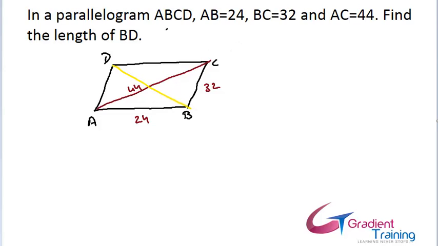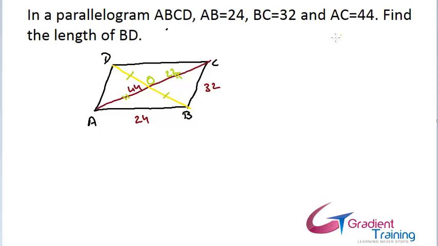Now we know that diagonals of a parallelogram bisect each other. So these two lengths will be equal and these two parts will be equal. Let's say the center is O. So OC will be equal to OA, that makes each of these lengths equal to 22, and OB equals OD. But how do we use all this information in order to get the answer?